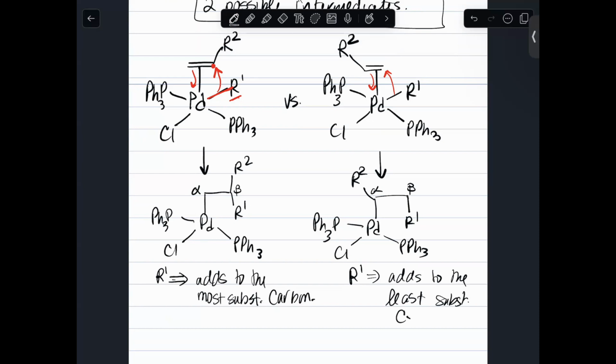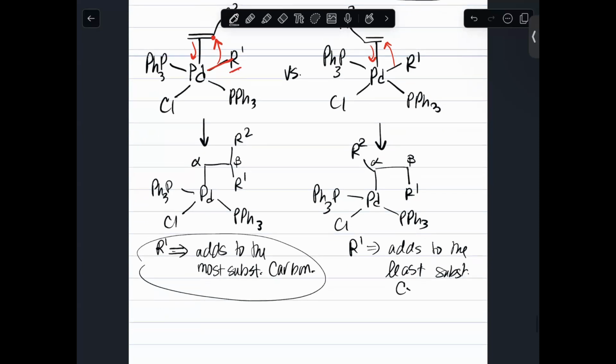When do you use one over the other, or when is one favored over the other? Now, the R1 can add to the most substituted carbon when R1, my nucleophile, is a hydride source, which makes sense because H minus is the tiniest atom on the periodic table. It can add to the most substituted carbon.